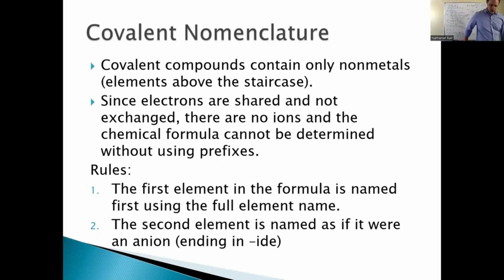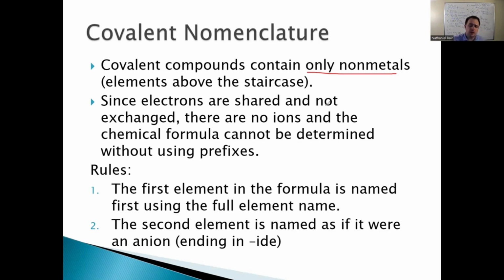Covalent nomenclature. Let's do it. So covalent or molecular compounds contain only nonmetals, and we name them completely differently. Covalent compounds do not have charges. We're going to learn in the bonding unit that they share electrons.